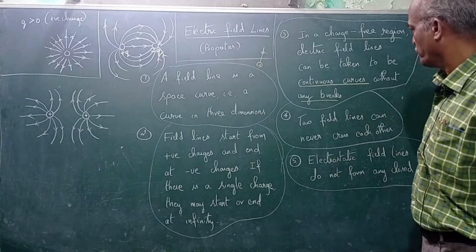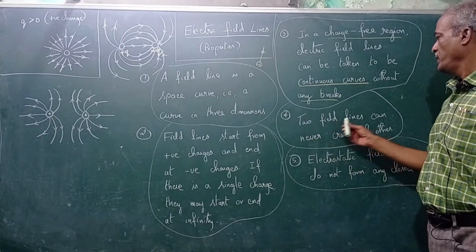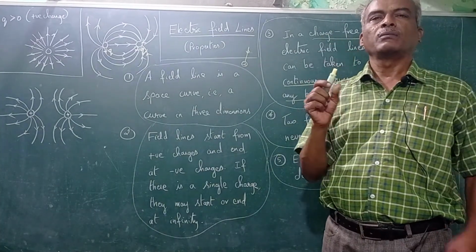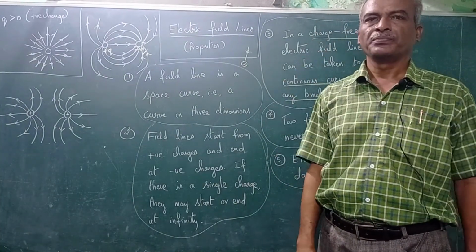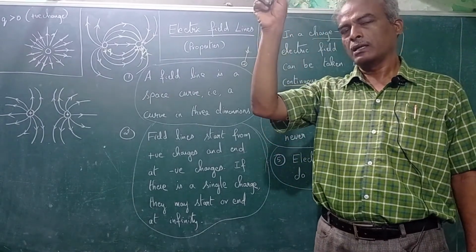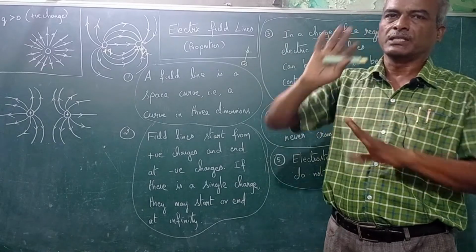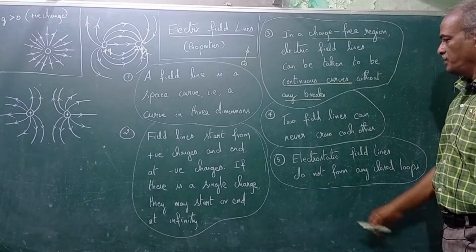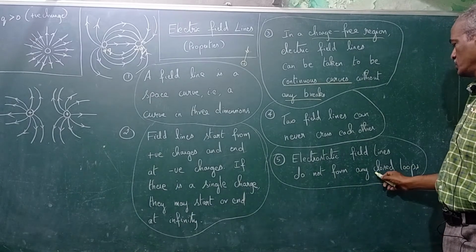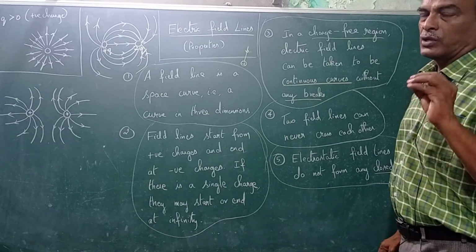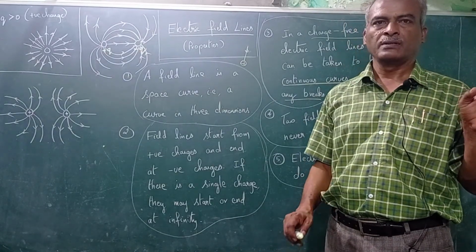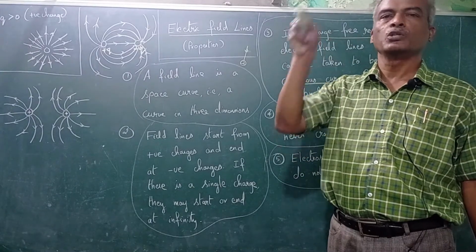Fourth point, two field lines can never cross each other. Two field lines can be parallel, but they won't cross each other. That is, two or multiple lines can be parallel, but they won't cross each other. That's the meaning. Then fifth point, electrostatic field lines do not form any closed loop. This is important. So electric field lines will have only curves, but not loops, not closed loops.